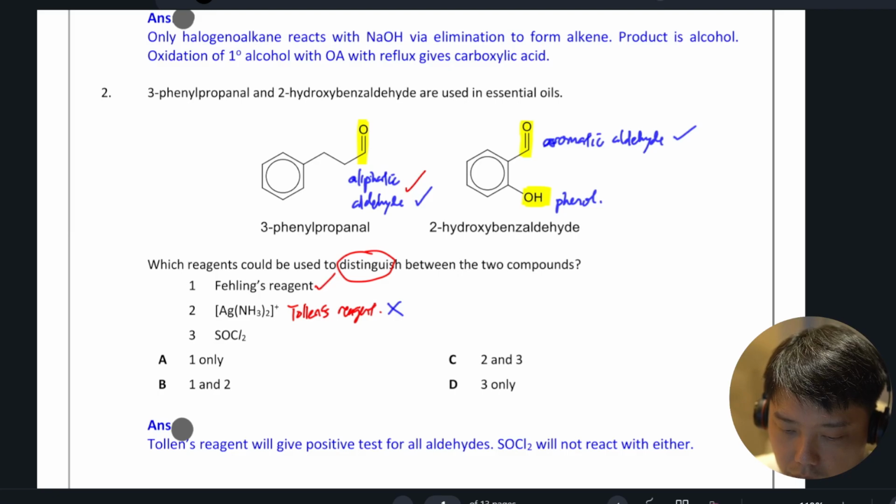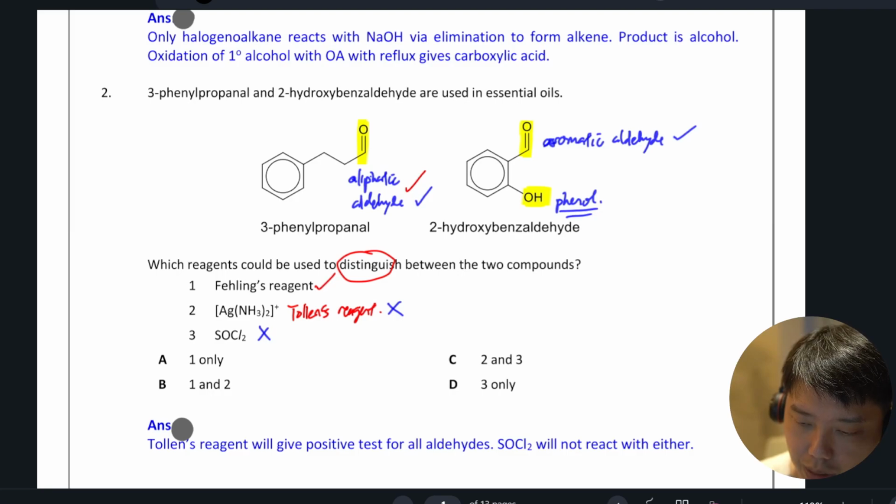How about SOCl2? SOCl2 cannot distinguish at all because it does not react with phenol, due to the partial double bond that is present here. So our answer is A, one only.